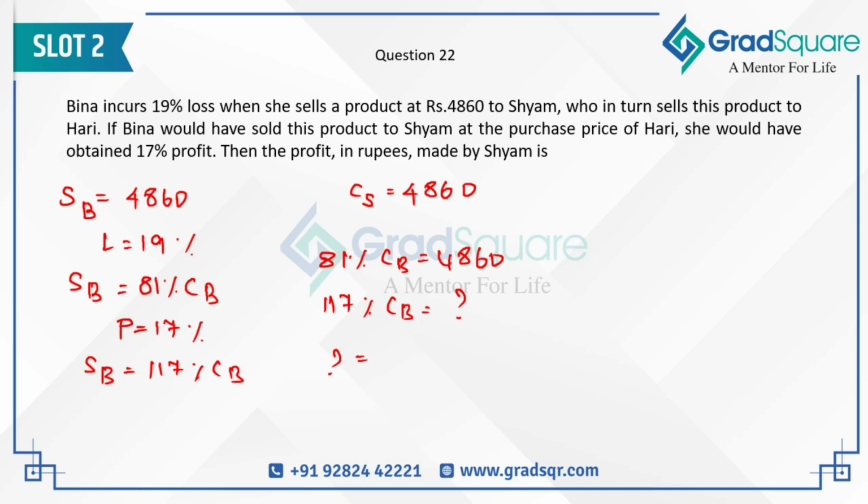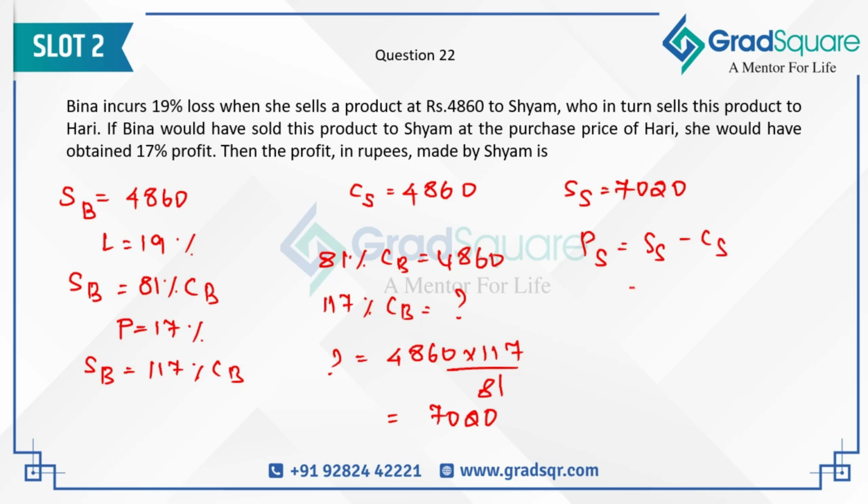Simply cross multiply. I get 4860 into 117 divided by 81. Cancelling out, the selling price must have been 7020. Now this is the price at which Sham is selling the product to Hari. So selling price of Sham is equal to 7020. That means profit of Sham will be selling price minus cost price, 7020 minus 4860, which is going to be 2160, and that is the profit made by Sham.